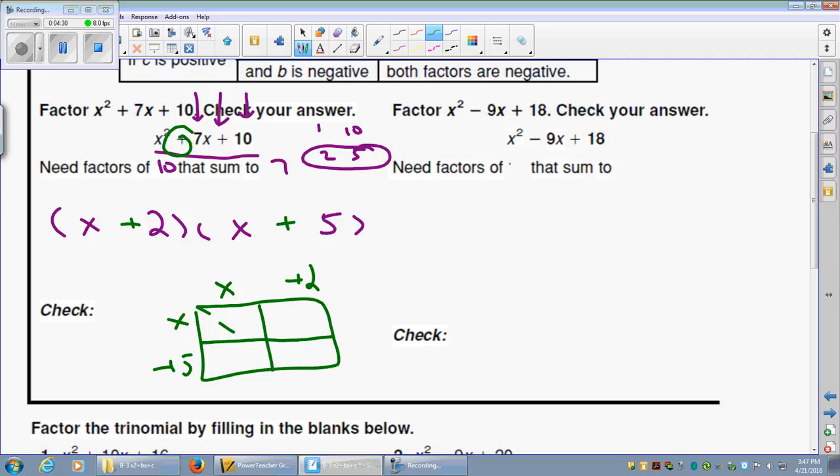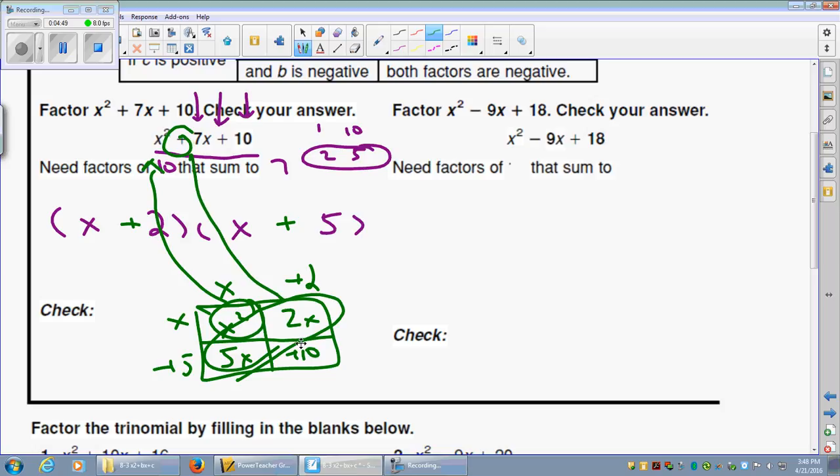And x times x is x squared, just like we said. 2 and x is 2x. X and 5 is 5x. And 2 times 5 is positive 10. Does everyone see how I'll get x squared? I'll get 7 x's from right here.